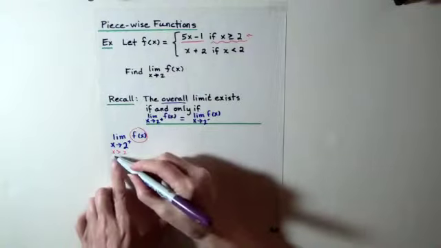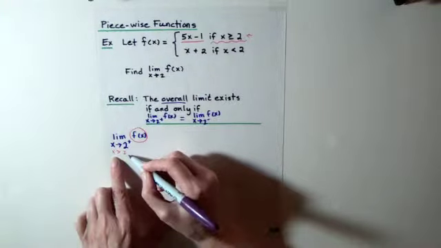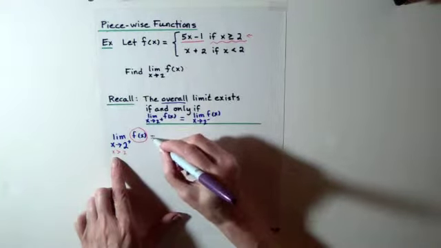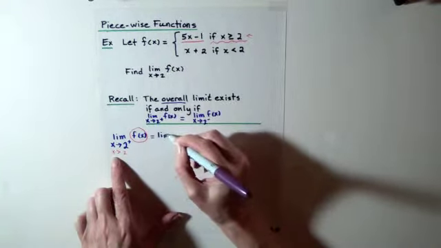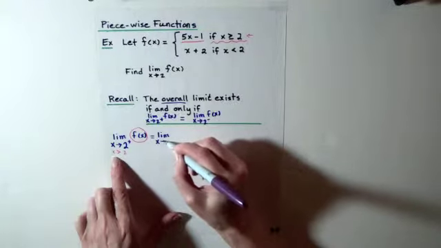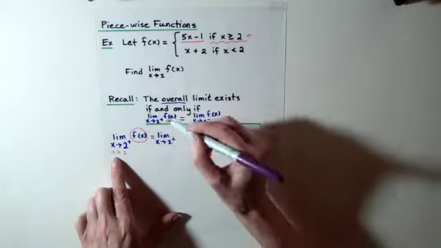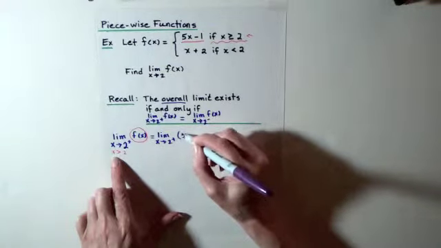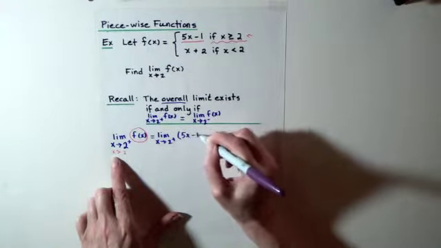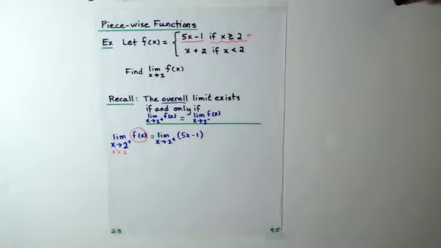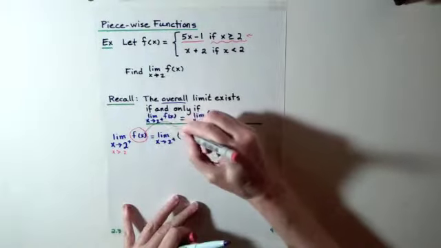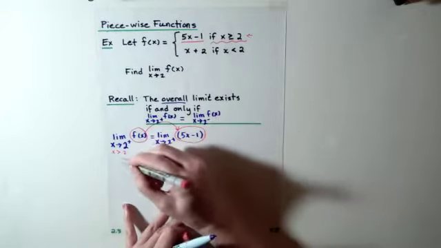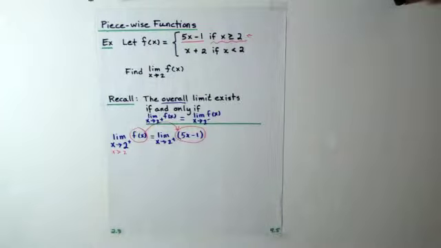So because my inputs are coming in from the right through values that are greater than 2, when I say, well, what is f of x, I have to use the top rule. And the limit as x approaches 2 from the right of f of x then is the same as the limit as x approaches 2 from the right of 5x minus 1. And again, that's simply because that is what f of x is equal to when my x value is something greater than 2.